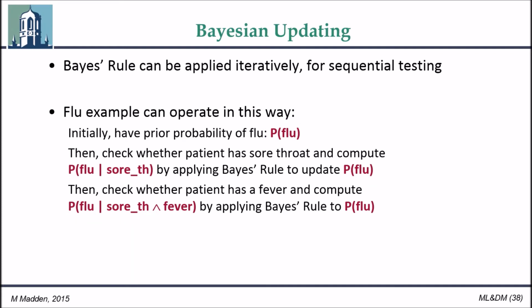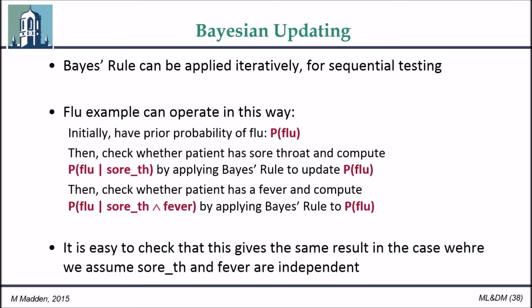So a nice thing about this approach is that we can keep applying new independent tests until we reach a probability that's either high enough to accept the person does have the flu, or low enough that we can reject the idea that they have the flu. And if you want to go back, you can easily check that this iterative idea, if we're assuming that sore throat and fever are independent, gives exactly the same results as if we take this as our starting point and apply it into our Bayes' rule calculations to get an expression for this.